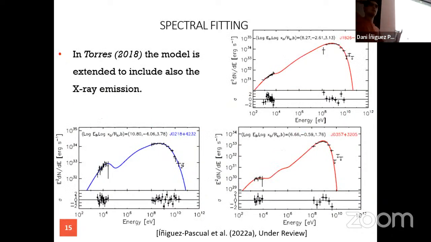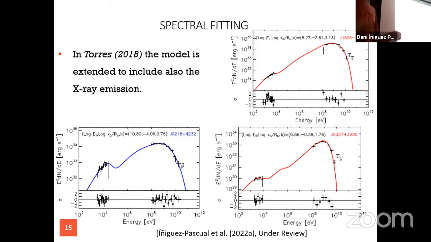After that, in 2018, the model was extended to include also the X-ray radiation. That is, with our theoretical spectrum, we could reproduce both the X-ray and the gamma ray spectra, the gamma ray band, sorry, spanning 8 orders of magnitude.